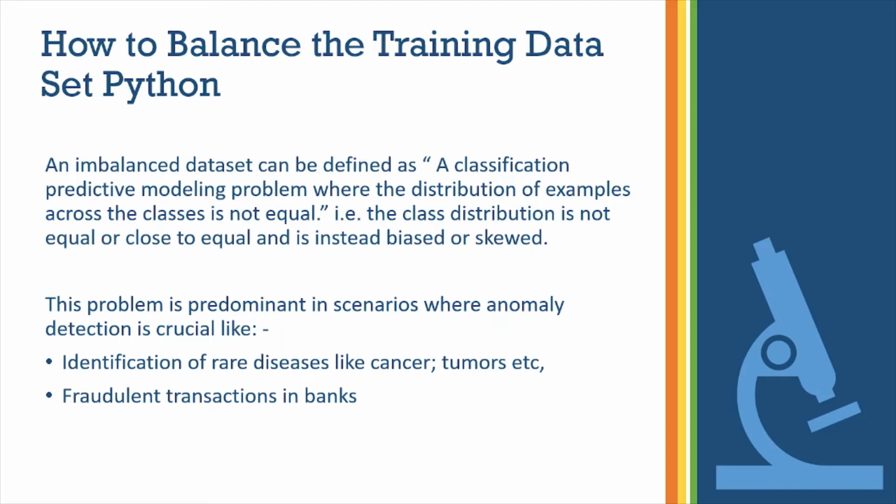How to balance the training data set using Python. An imbalanced data set can be defined as a classification predictive modeling problem where the distribution of examples across the classes is not equal. That is, the class distribution is not equal or close to equal and is instead biased or skewed. The problem is predominant in scenarios where anomaly detection is crucial, like identification of rare diseases like cancer, tumor, etc., and fraudulent transactions in banks.